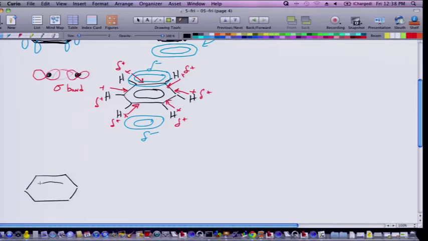Here's one. And there are many, but I'm basically drawing these guys in a T. There are two different versions of this. You can have it pointing down, or you can have the edge of the ring pointing down.